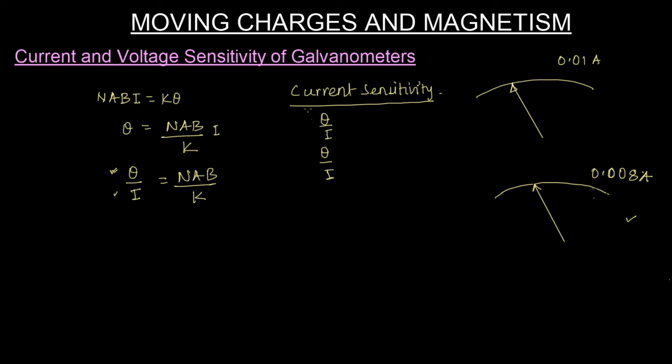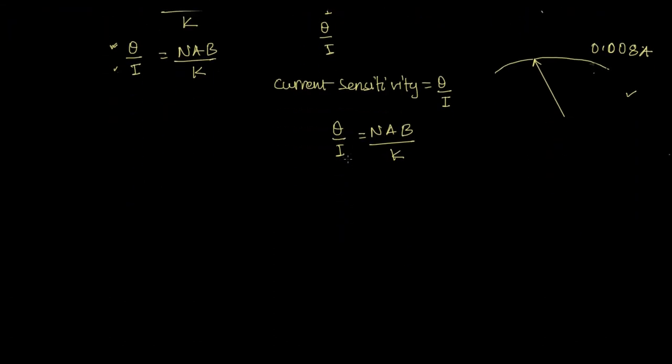What do I mean by figure of merit? That means the higher this value, more is the characteristic that it shows. So once we decide that current sensitivity is nothing but theta upon I, current sensitivity is equal to theta upon I, and theta upon I is nothing but NAB upon K. Now if I want to increase the value of the LHS, I should be able to increase the value of the RHS. So what do I do to increase the current sensitivity?